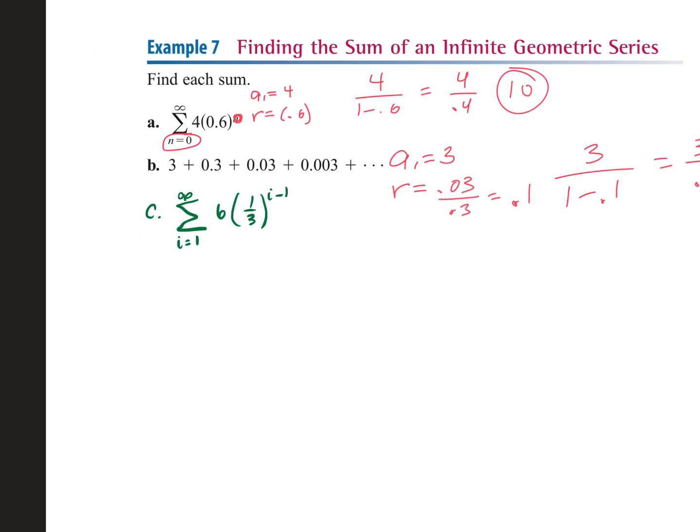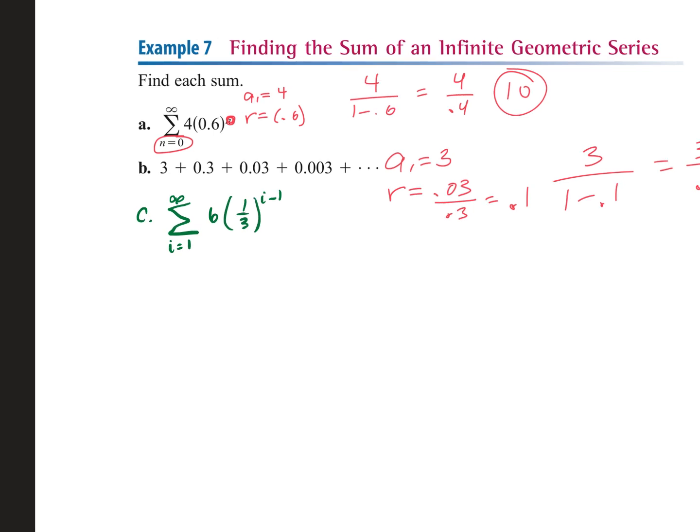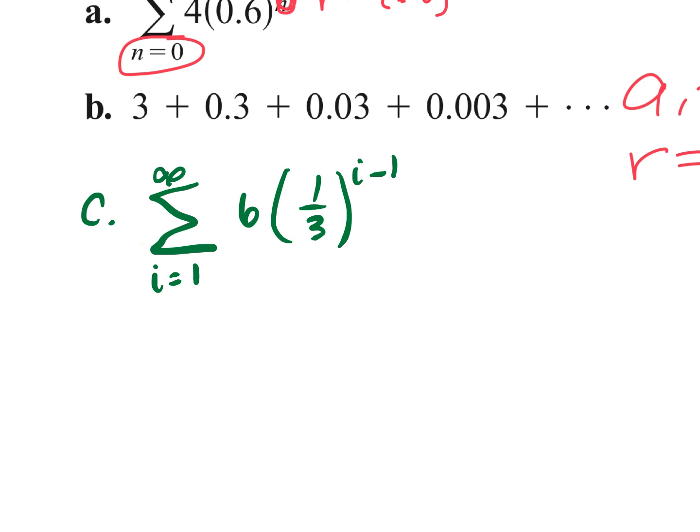All right, let's look at the last one. Infinite or finite? How do you know it's infinite? Because it's the infinity at the top. So there's only 2 things we need. The first term and the common ratio. What's the common ratio, guys? 1/3, good. And how do you find the first term? You plug in what? Start with 1. Why am I starting with 1? Because it tells you to start with 1.